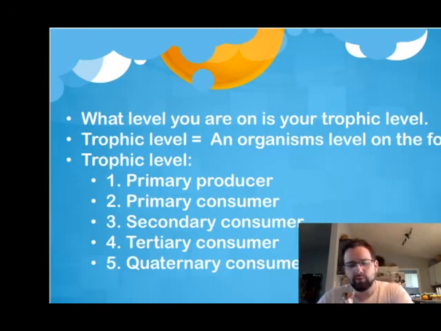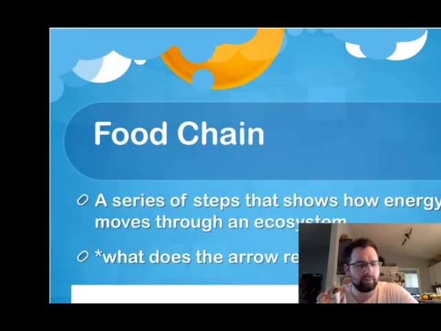So in this example, the grass would be a primary producer or just a producer. The grasshopper would be a primary consumer because it's the first consumer. The frog would be a secondary. Snake would be a tertiary. The eagle would be a quaternary, and so on. And you can further describe it, like the snake is a tertiary carnivorous consumer. Or you could say the grasshopper is a primary herbivorous consumer, and so on.